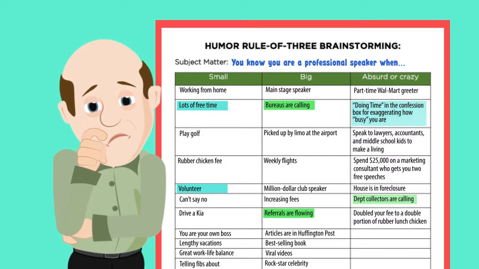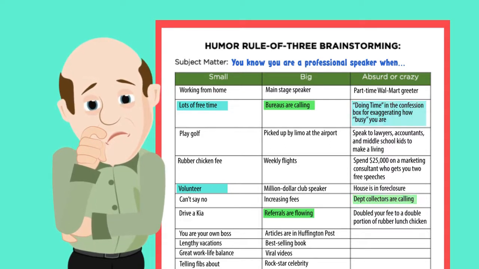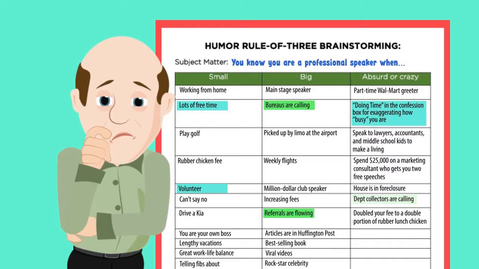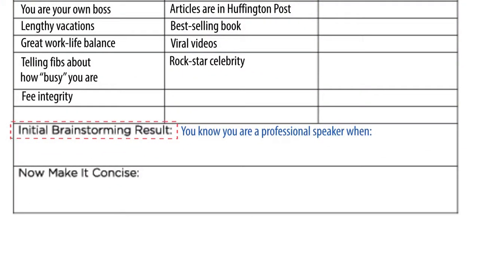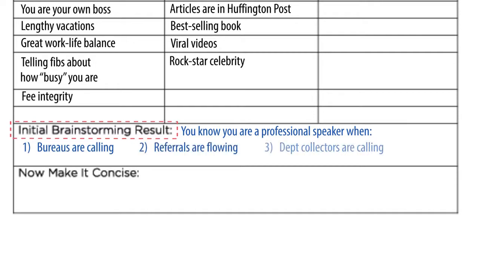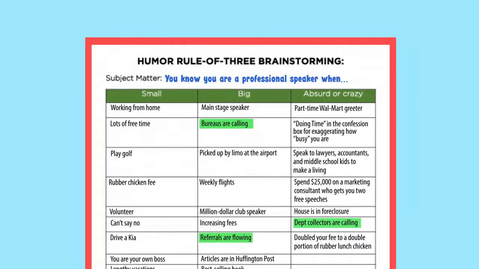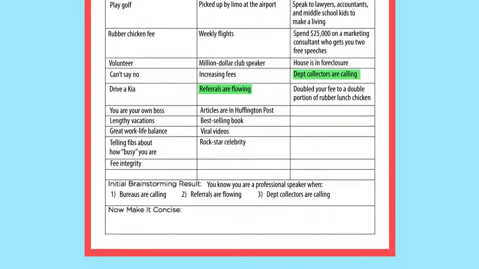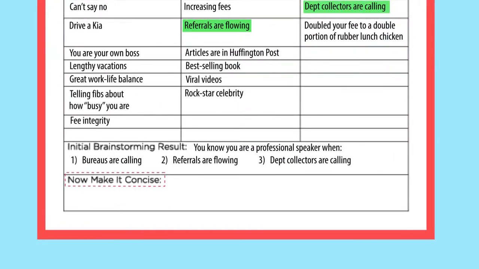And in this example, the twist items were found in the absurd, crazy column, but they don't always land in that column. It could be in one of the others. Once you have found the combination of 3 items that work best, you are now ready to do some draft wording in the initial brainstorming column. Finally, and now we're at the end, we review the sentence structure to make the humor as punchy and concise as possible. We are aiming for setup, followed by a twist.